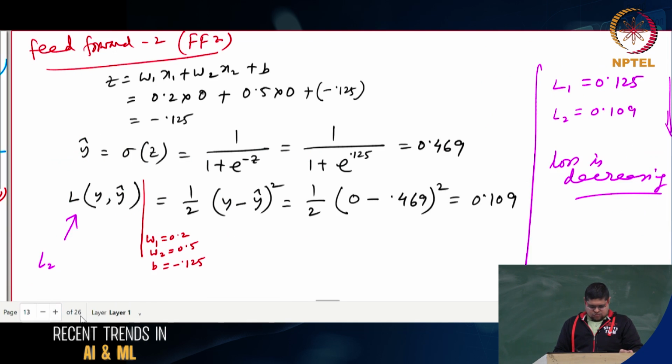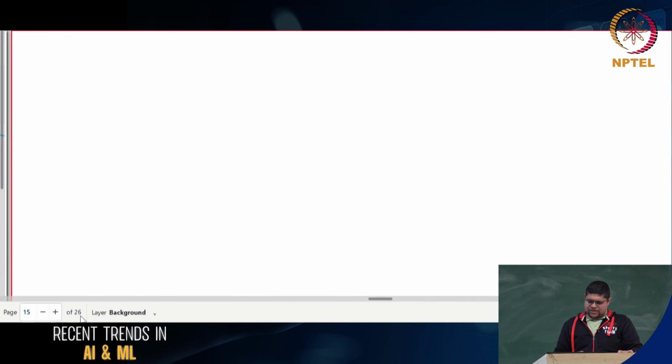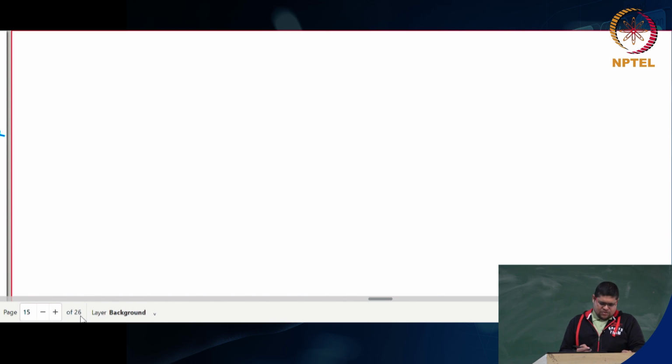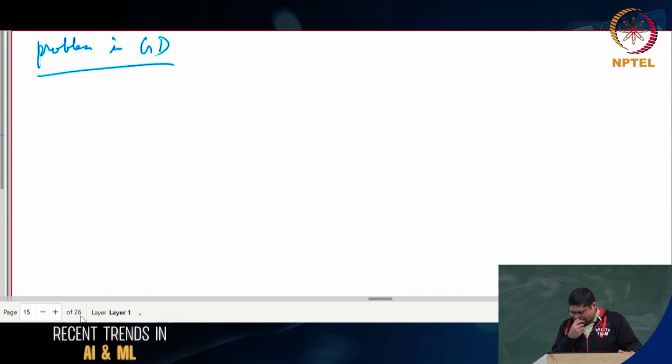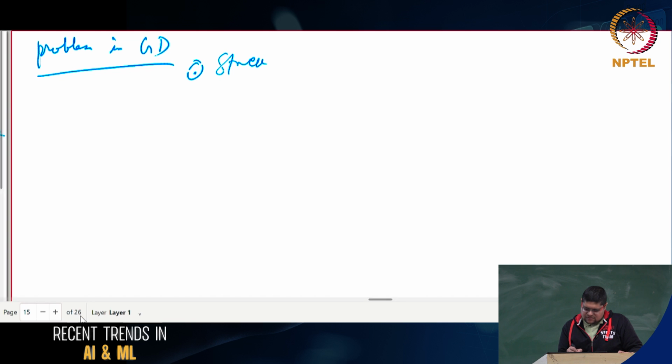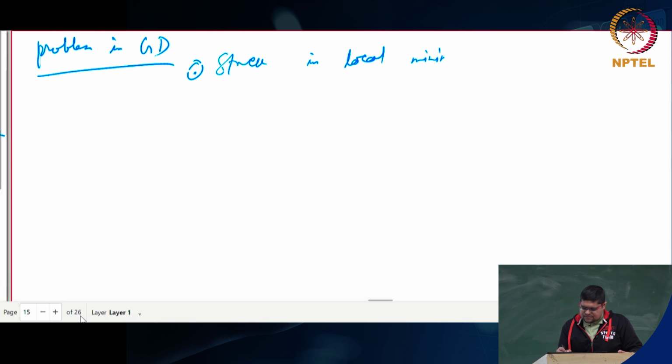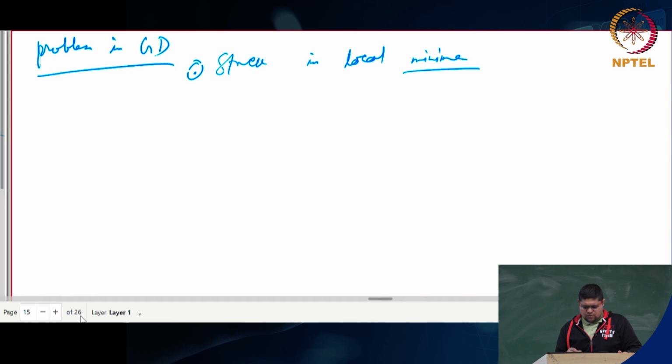Okay, so gradient descent we have learned. Whenever we learn some new algorithm, why do we explore something new? Because there are some drawbacks of the previous one. That is the common strategy. Obviously, there is some problem in gradient descent. One of the problems is it may get stuck in local minima. So what is local minima?